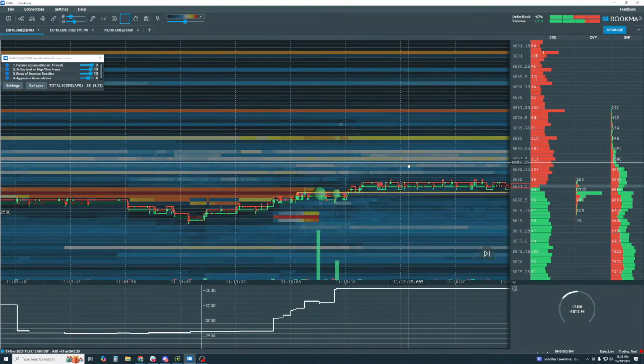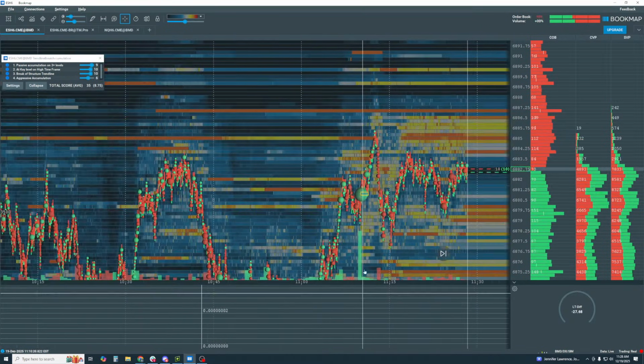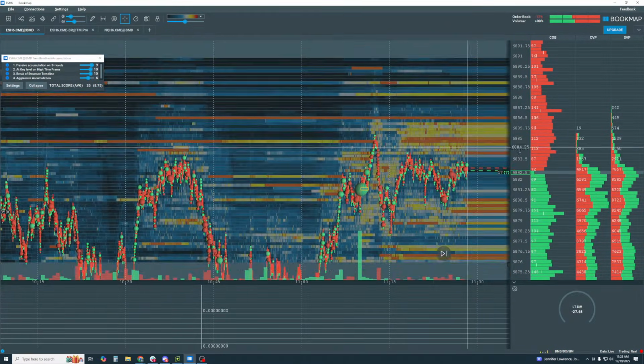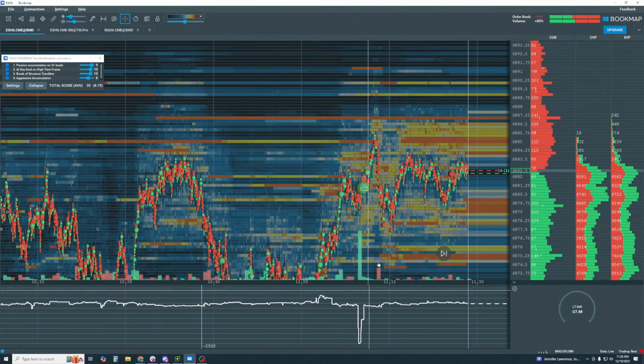Okay. Anyway, you're tracking the liquidity, and you can put in different filters for it, and then the buyers came back in on the bid.